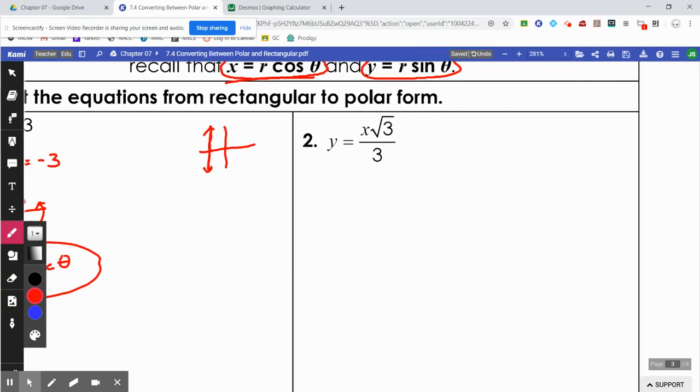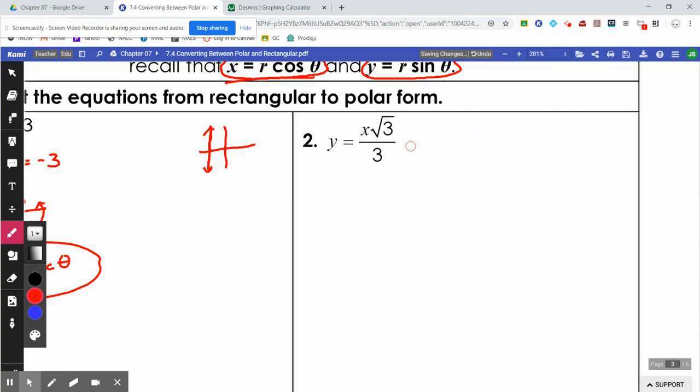y equals x root 3 over 3. Now, let's talk about what this graph would look like. This looks a little bit different from what we're used to seeing. Let's write it as root 3 over 3 x. That's how this equation would normally be written, in slope-intercept form. This would be the slope, and this would be your x, and then your y-intercept would be 0. So this is going to be a linear equation.